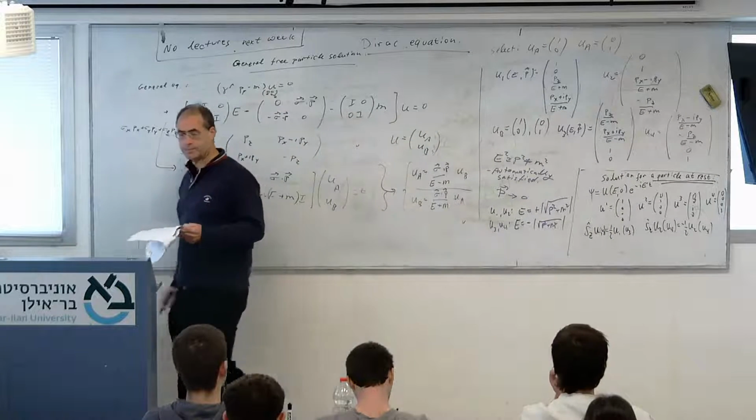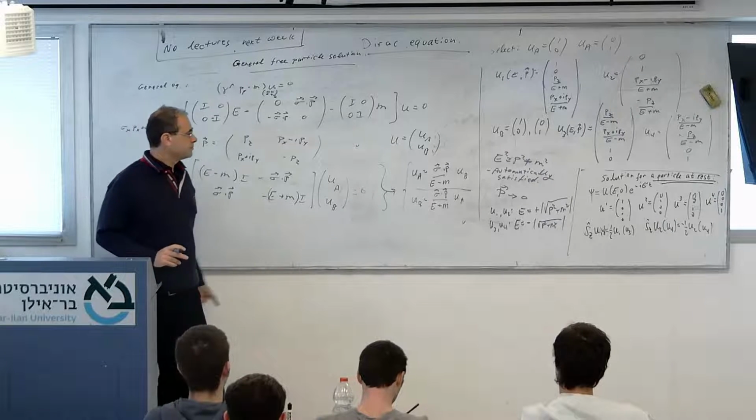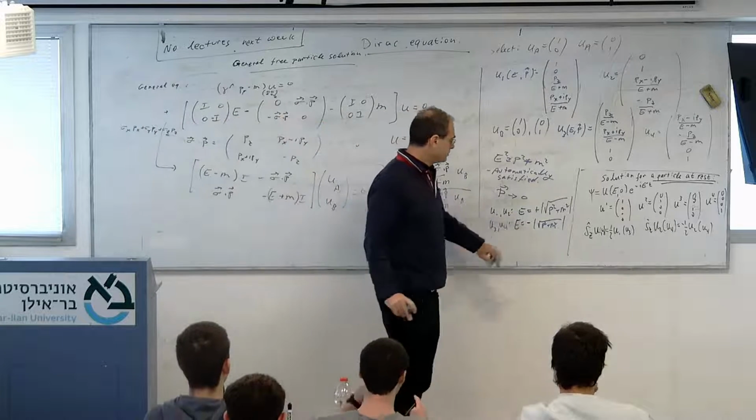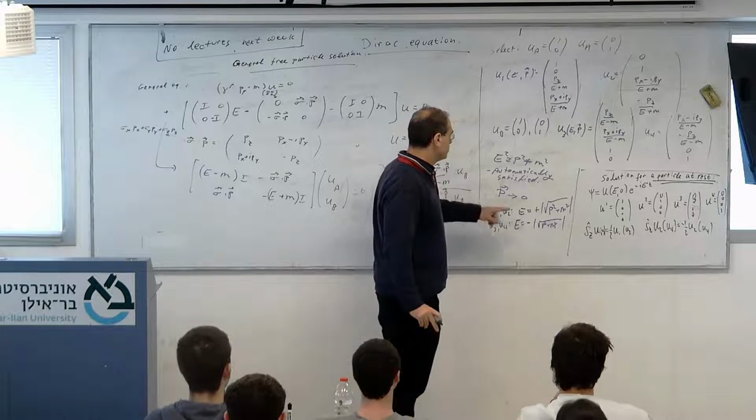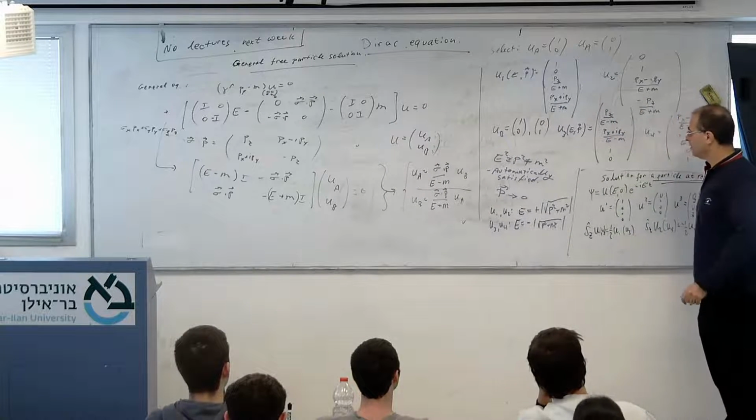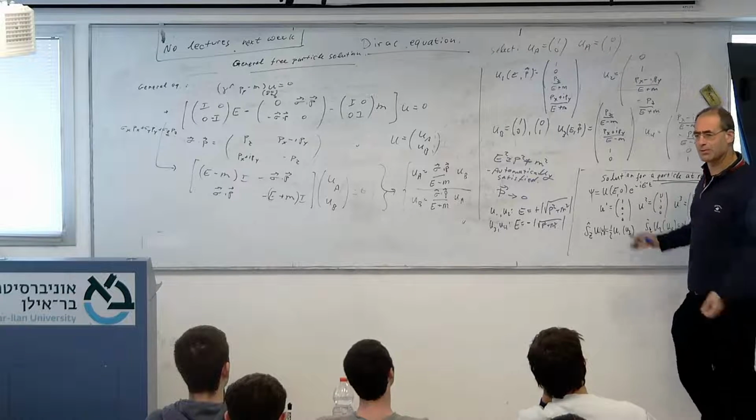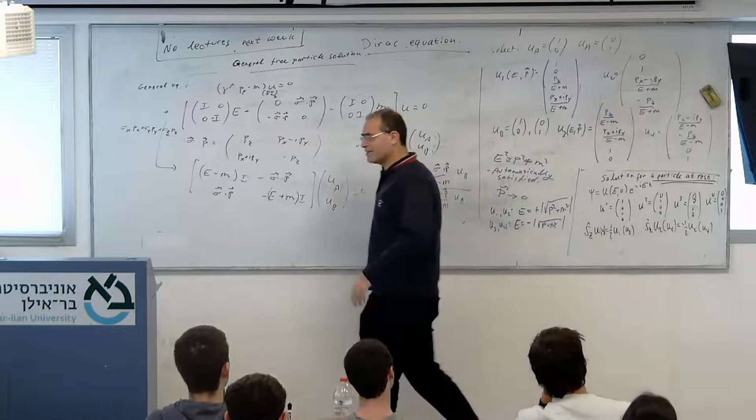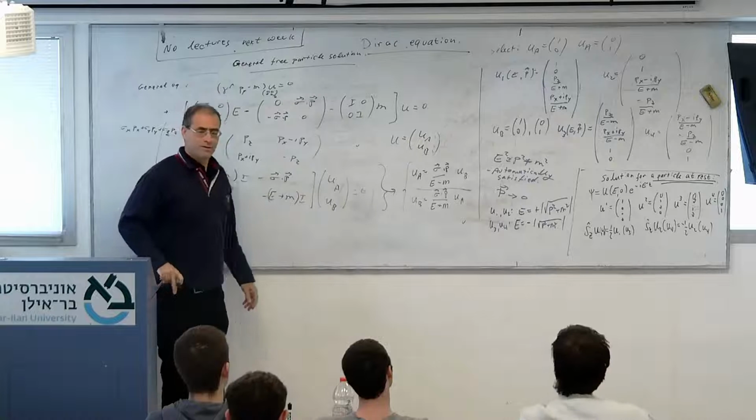Actually, this solves the 0 problem, because if E is negative, then in the denominator E minus M will give you a minus, so there's no issue. Possibly. I mean, play with that. I didn't have time to look at that. If E is negative, that's fine. I'm just not worried about it.